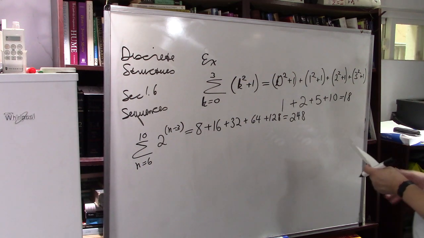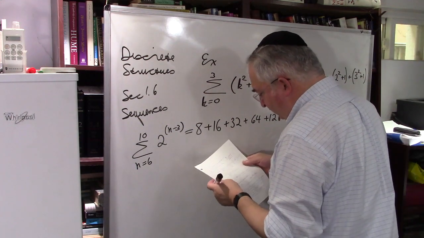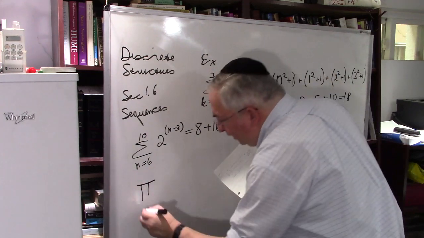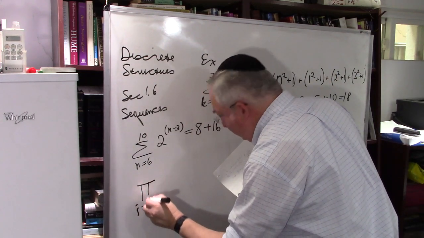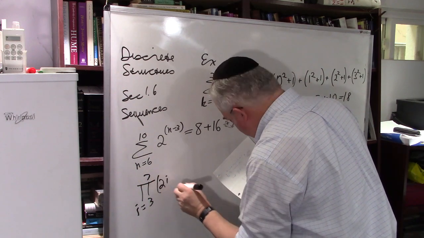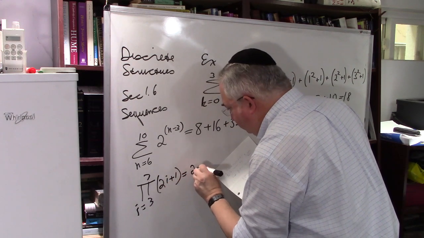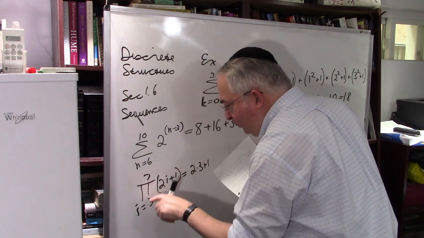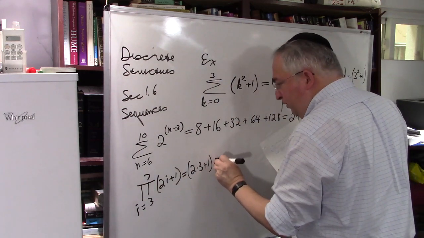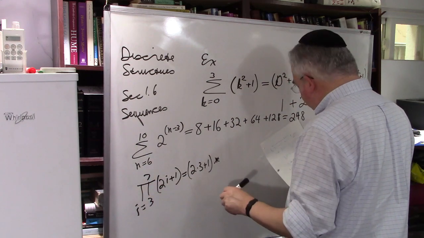Okay, great. Let's do another one. So let's start with another one. We'll do a product, pi i equals 3 till 7 of 2i plus 1. So this is 2 times 3 plus 1. We start off with 3. Times, we're multiplying, that's P for the product. Pi, that's pi for product.